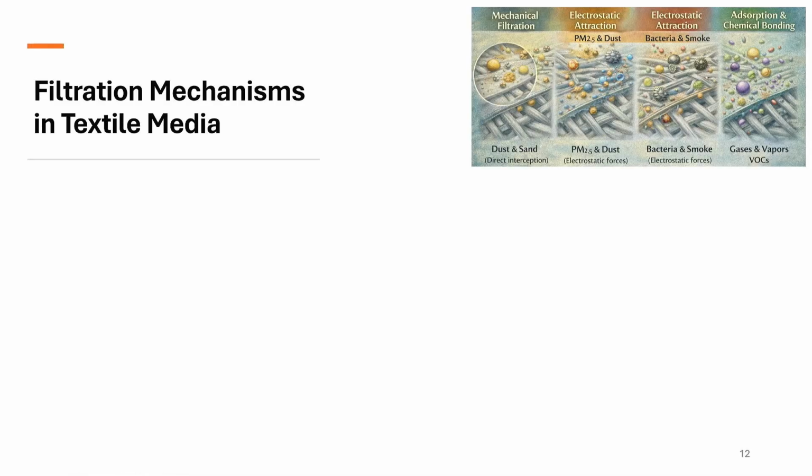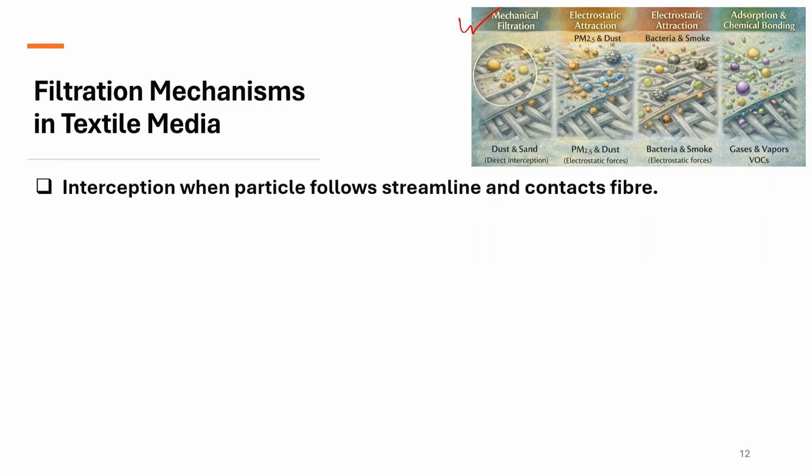Now, let us see the different types of filtration mechanism, particularly for this air filter. So, one is the interception, when large particles follow the streamline and come into contact with the fiber, these particles are intercepted within the structure. So, the detail we will discuss subsequently.